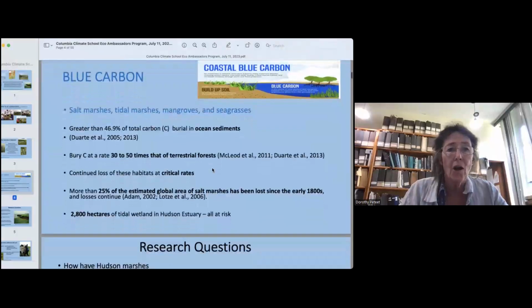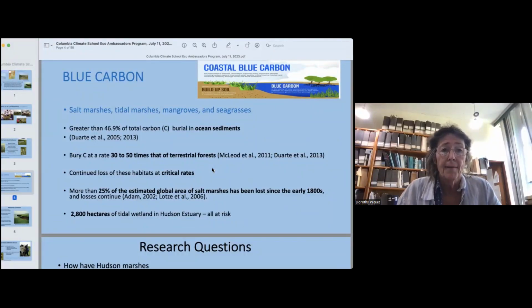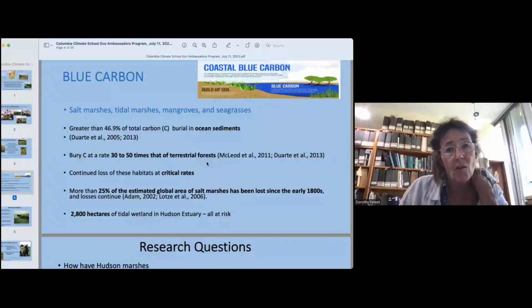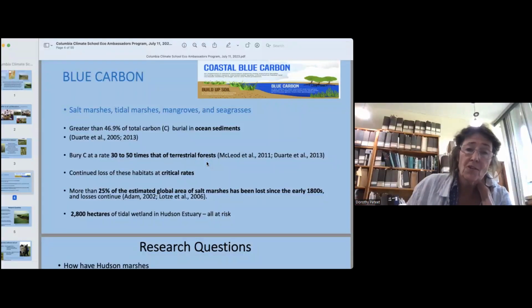And the term blue carbon now is used for these wetlands that are right adjacent to water. So salt marshes, tidal marshes, mangroves are super important all over the world. So they bury carbon 30 to 50 times the rate of forests. And as you know, forests generally, a tree will degrade, and the CO2, because bacteria and fungi break down the tree, it goes back to the air.